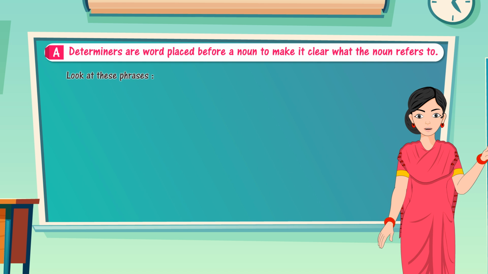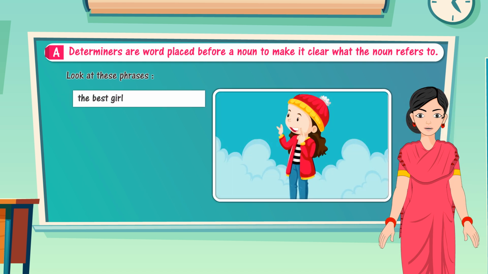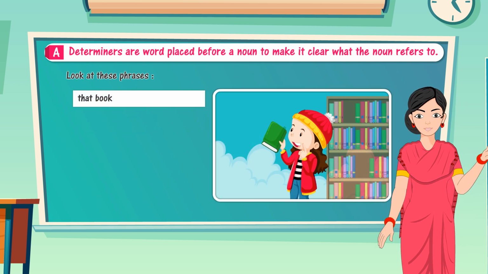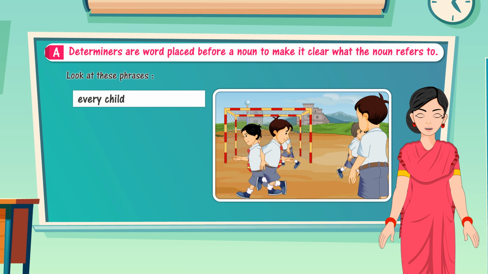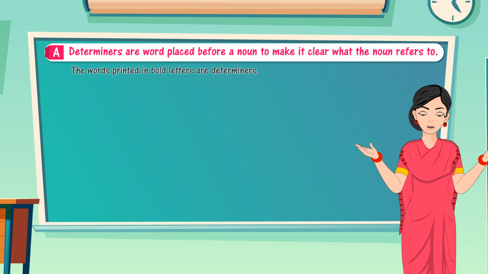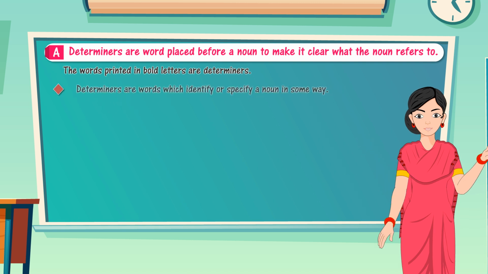Look at these phrases. The best girl. My sister. That book. Every child. Some mistake. The words printed in bold letters are determiners.